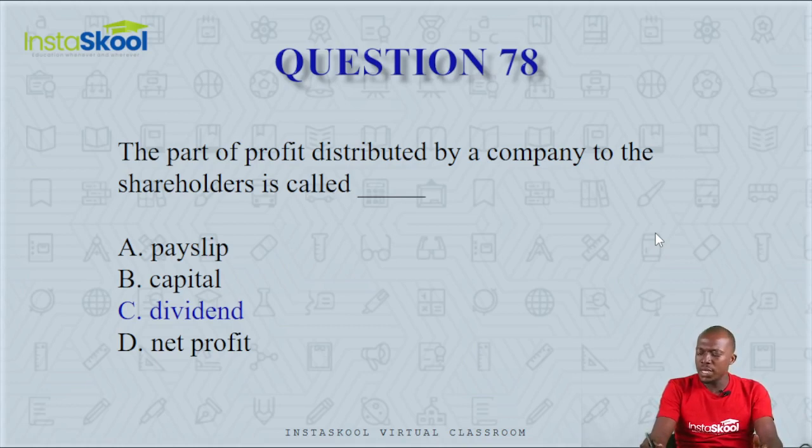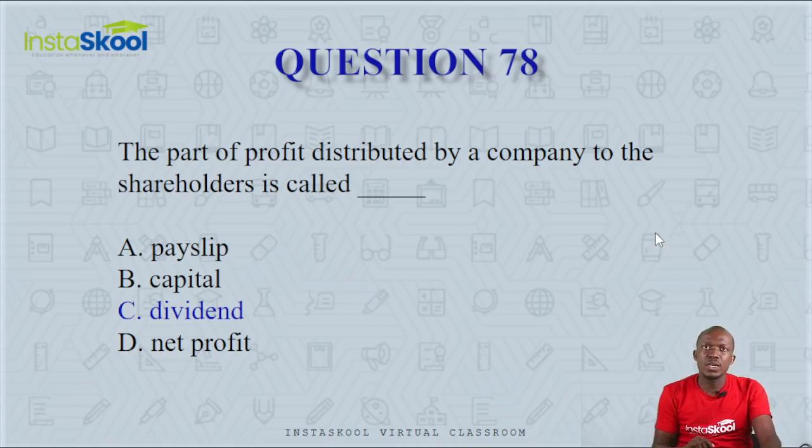Pay slip is the document that shows the income of a specific worker. Capital is the resources that is set aside for setting up or running a business. The dividend is the part of the net profit that has been set aside for distribution to the shareholders. So the correct answer here is option C, dividend.